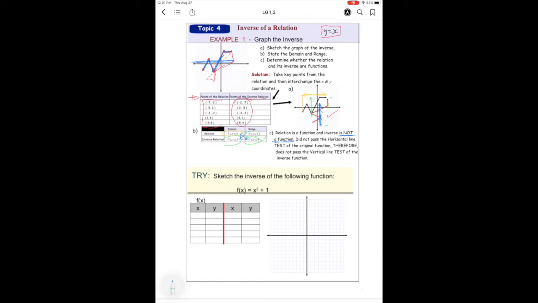Okay, so let's try this one. First of all, I want to get the base function. So it's this one right here. I need another little bracket here just to get some points so I can do some mapping. So remember, we're dealing with that. So it's 0 and 0, it's 1 and 1, it's -1, 1, it's 2 and 4, it's -2 and 4.